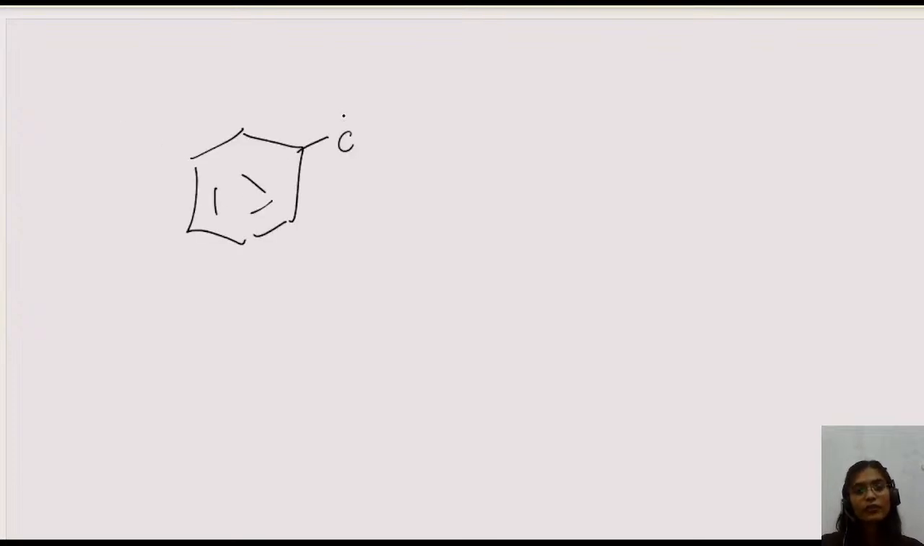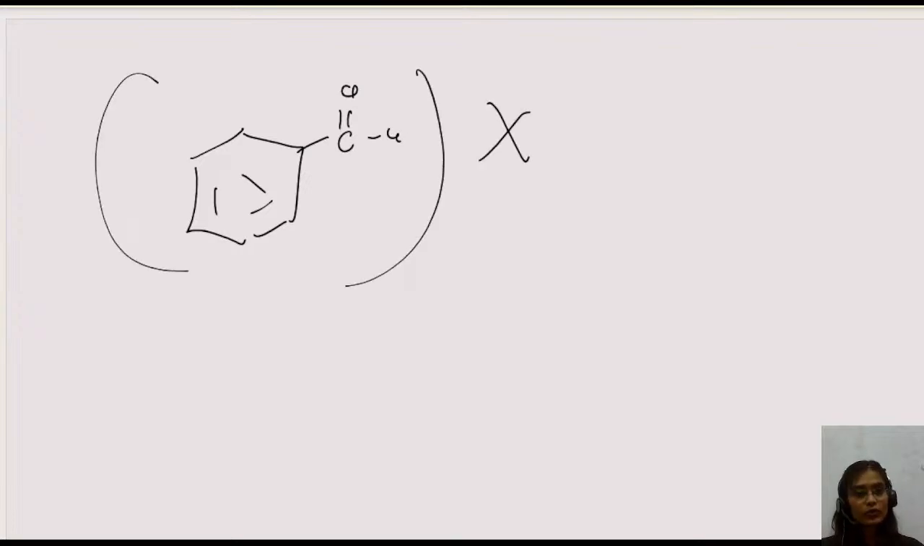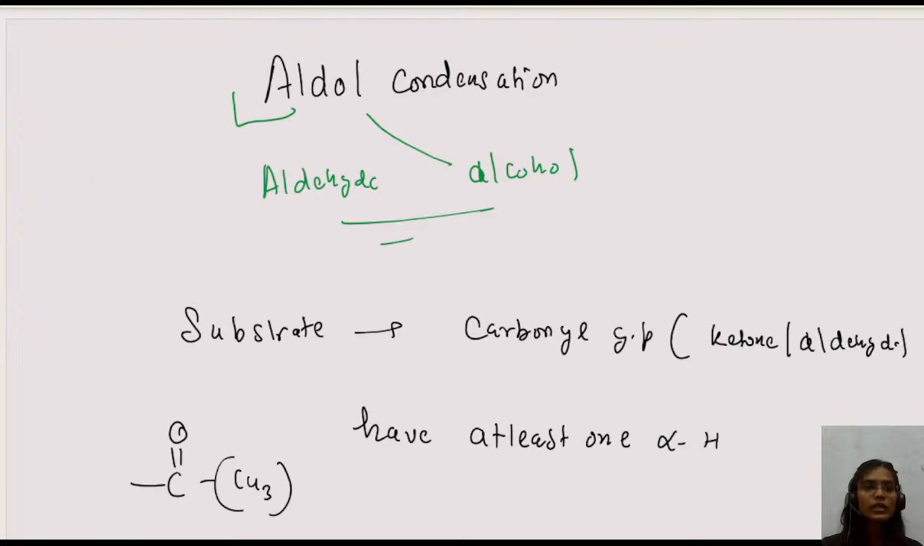For example, suppose this is benzaldehyde. Be noted, it does not give the aldol condensation reaction. Why? Because it doesn't have any alpha hydrogen. Look at this: with respect to the alpha carbon, there are zero hydrogens present. So the substrate can be any aldehyde or ketone that has at least one alpha hydrogen. This is point number one.